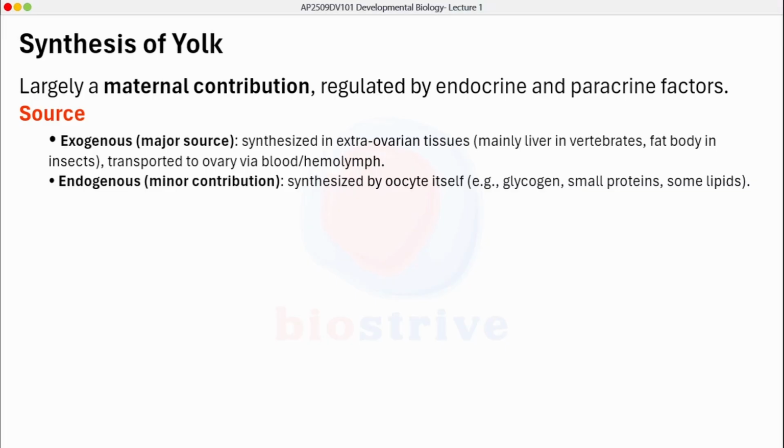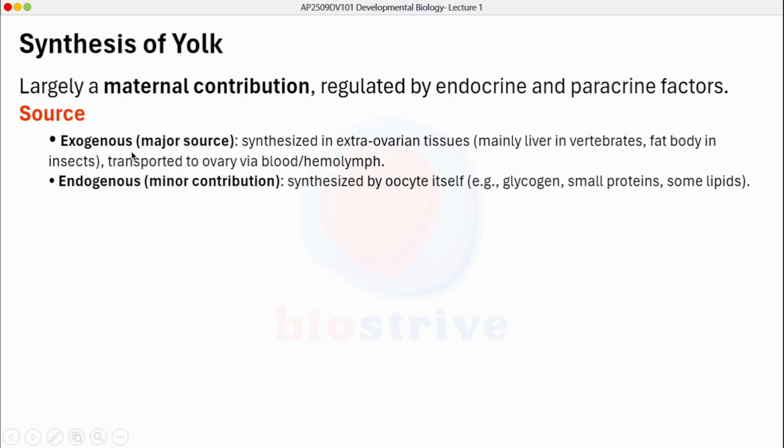At last, we will talk about synthesis of yolk. Yolk is synthesized mostly by maternal contribution, we can say. So there are two main sources of synthesis of yolk. First is endogenous, in which the oocyte and its surrounding cells help in synthesis of yolk. Molecules like glycogen, small proteins and some lipids are contributed by this mechanism.